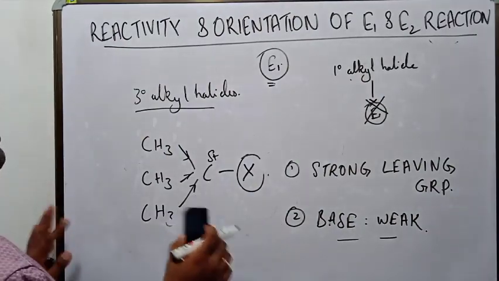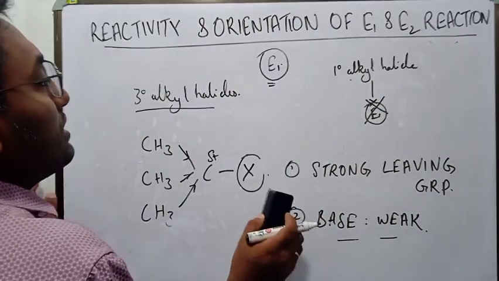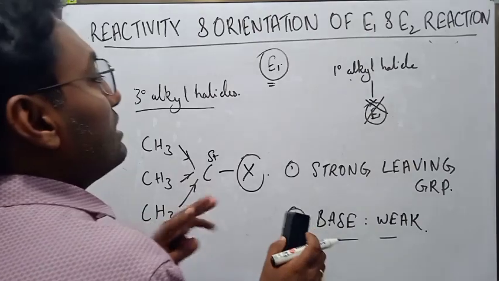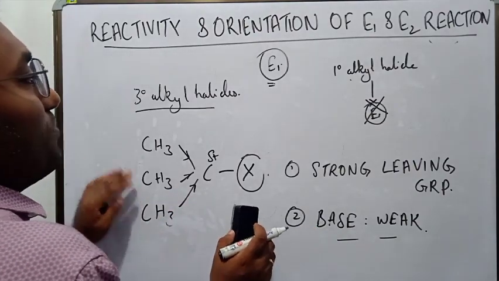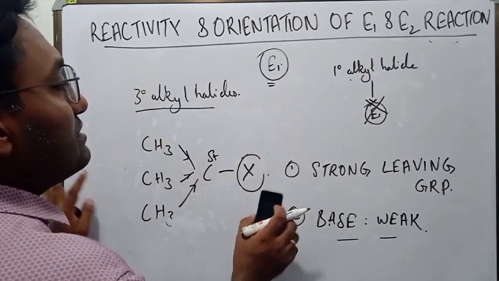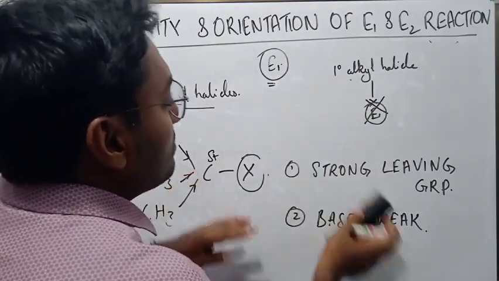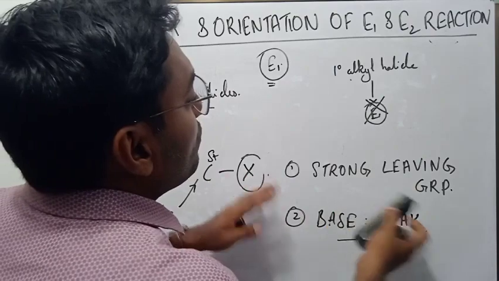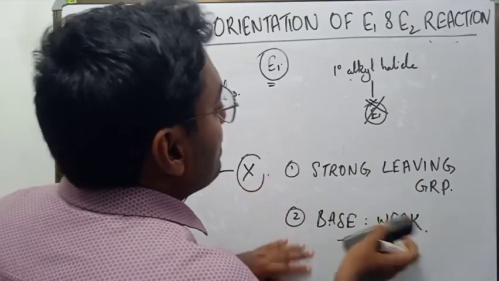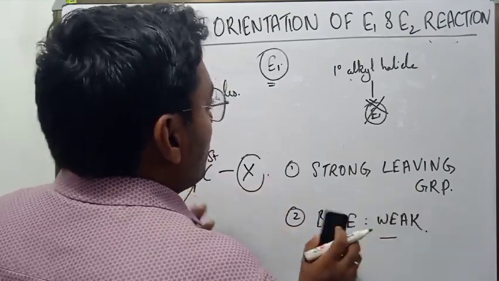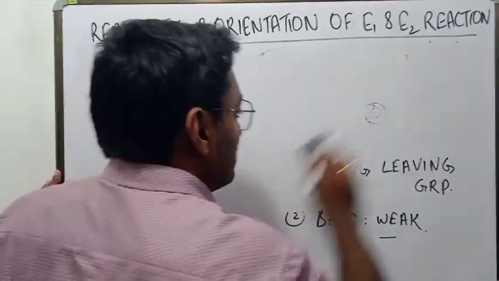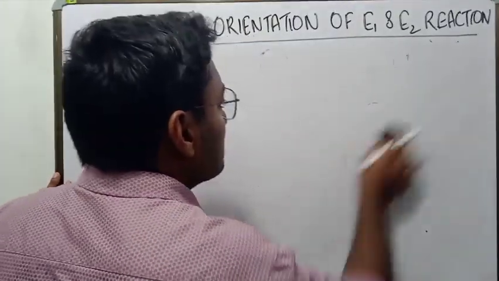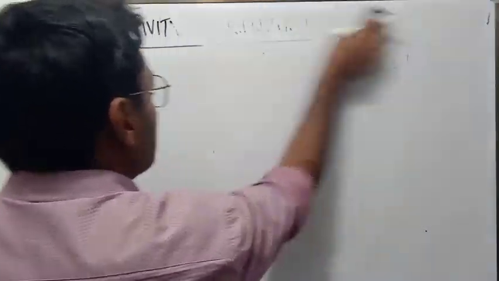Like in SN1 and SN2 reactions, we cannot give an ascending or descending order of reactivity, because the reaction depends upon how strong or weak the base and the nucleophile are, and how strong or weak the leaving group is. So the reaction depends on reaction conditions. Now let us discuss orientation.